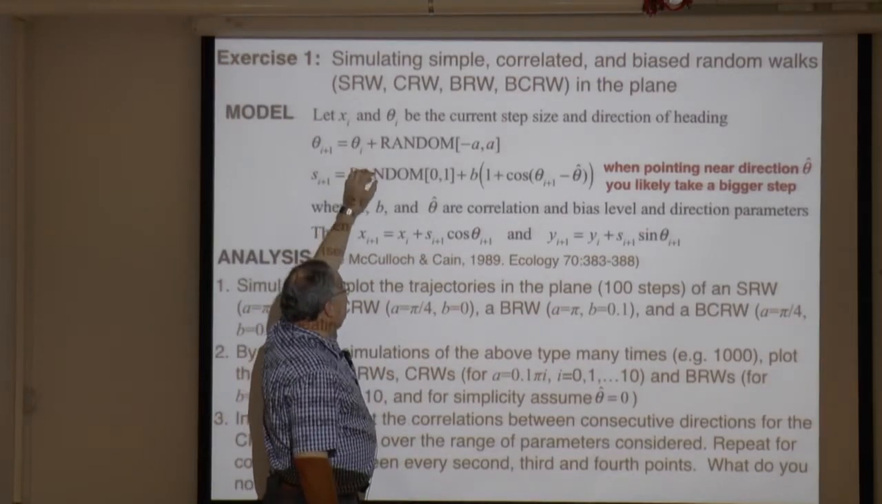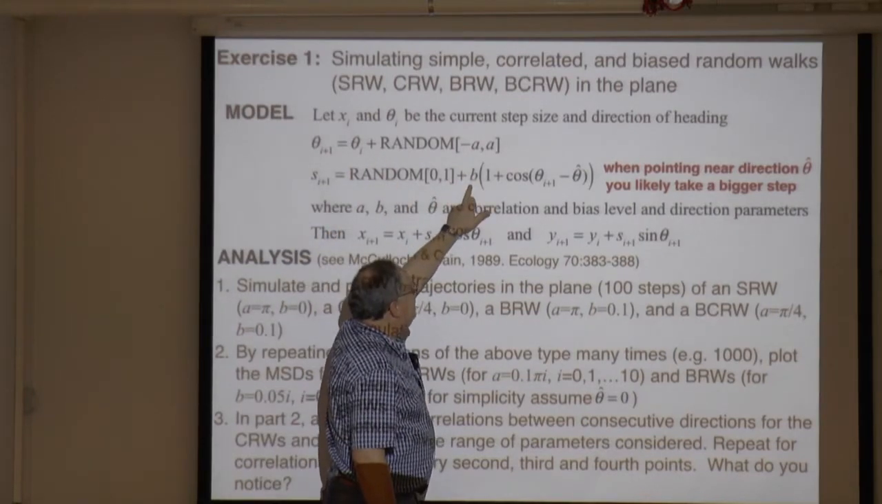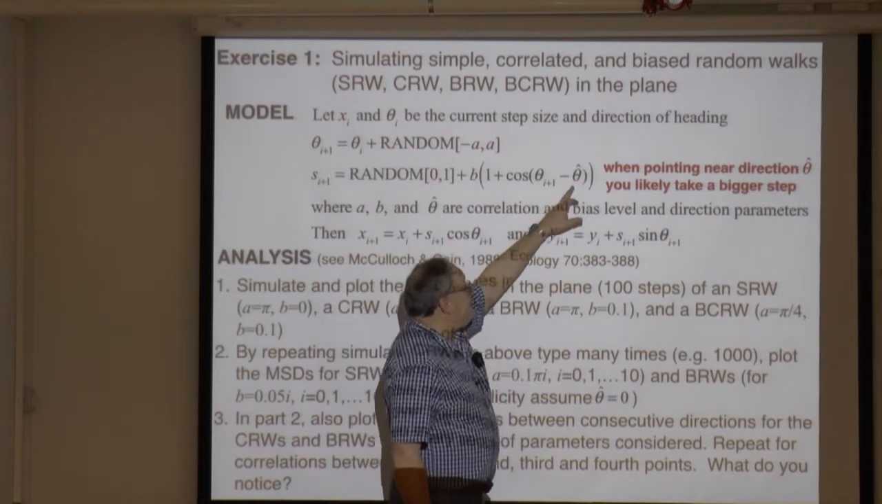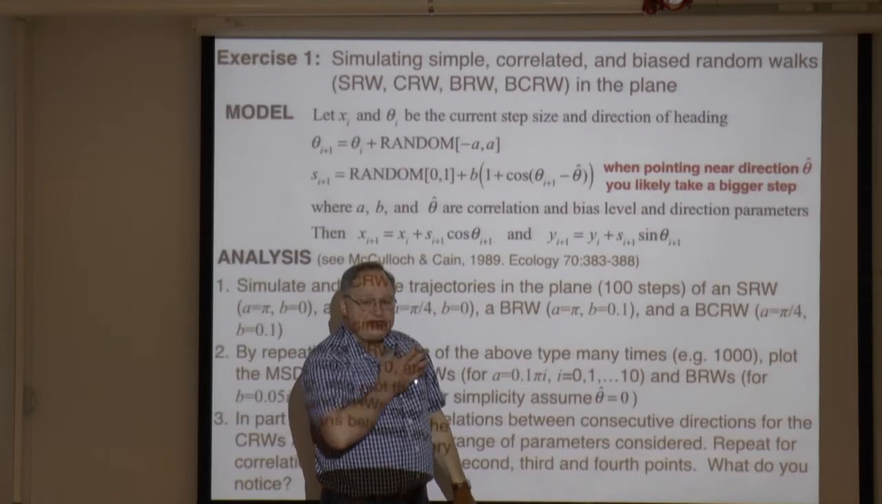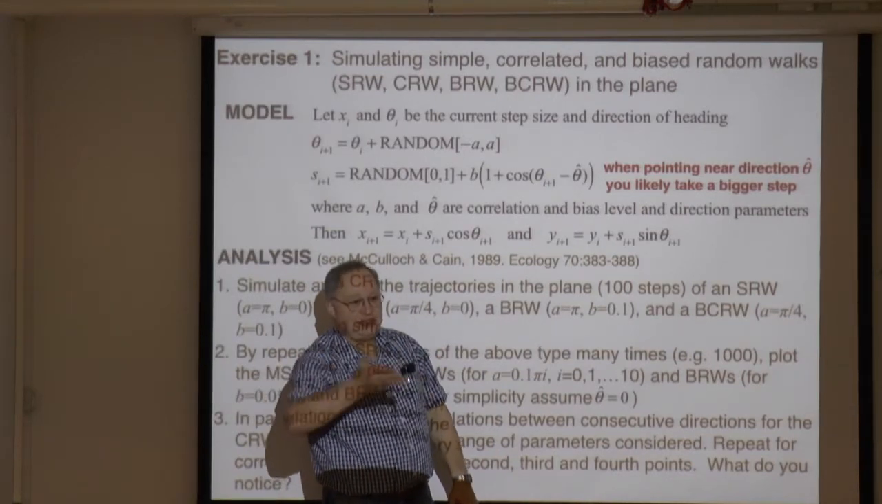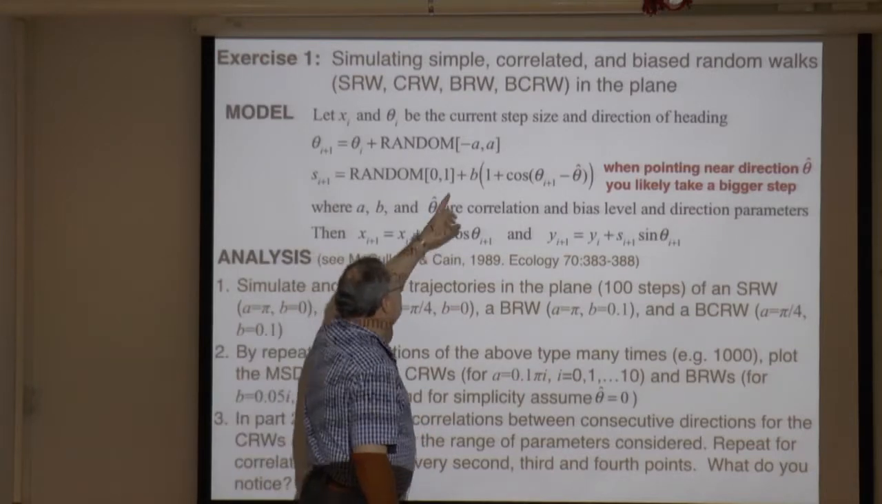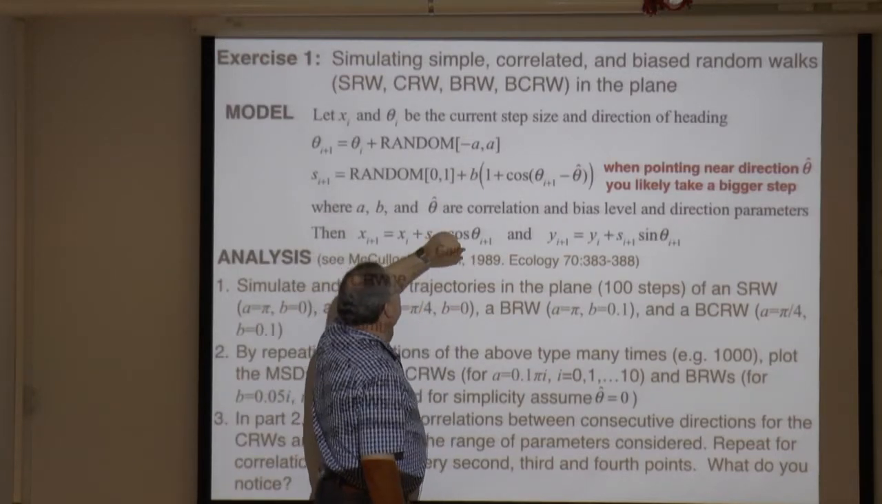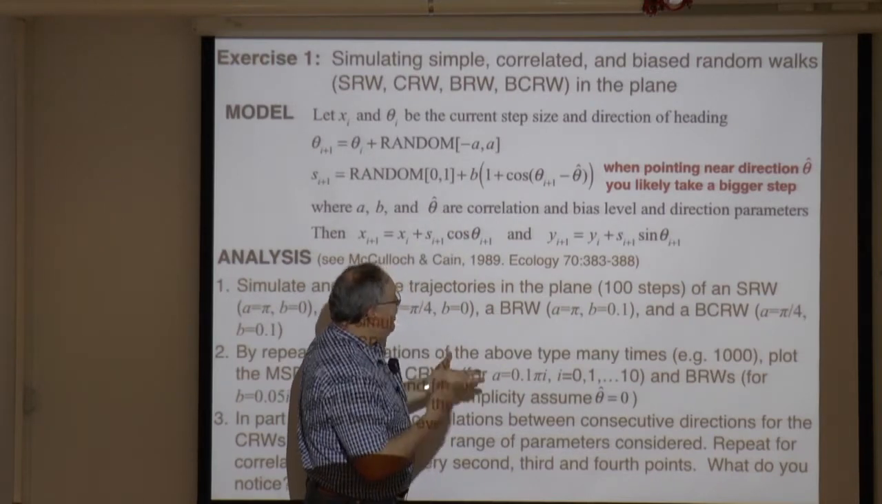So here's a set of equations where you've got a parameter A, a parameter B, and a parameter theta hat, which we'll set equal to 0, because we're just going to say the bias is in the 0 direction. We don't care where the bias is. But we're going to have a bias, so we've got two parameters, one that sets the correlation and one that sets the bias. And we're going to play around with these two.